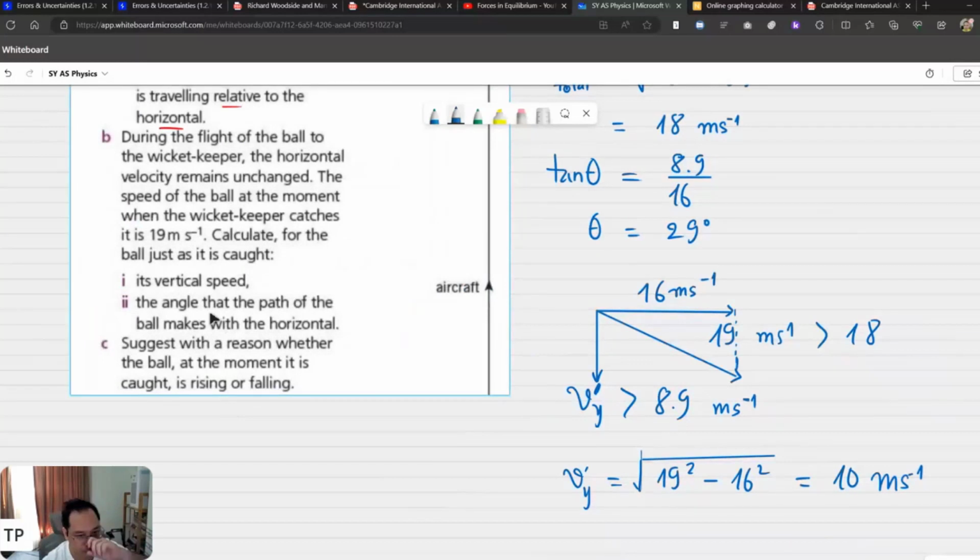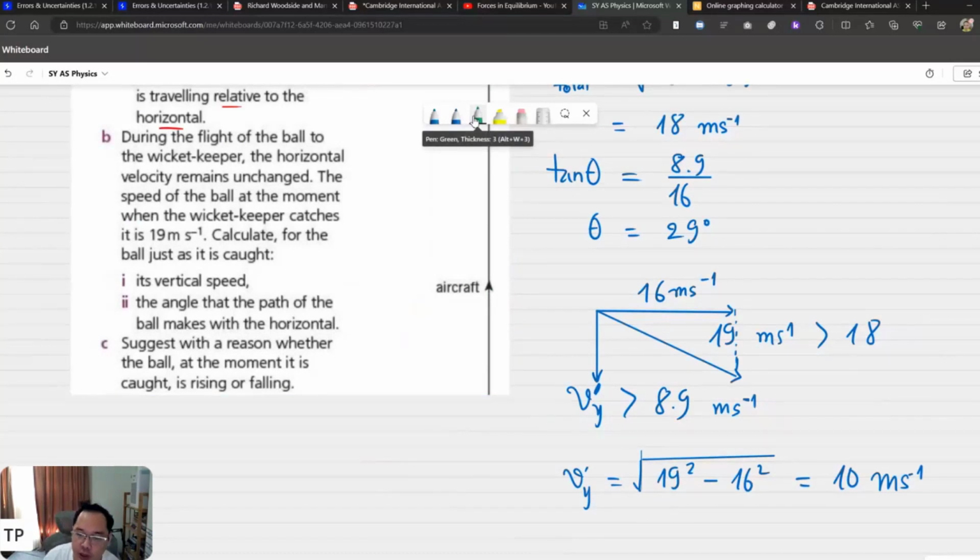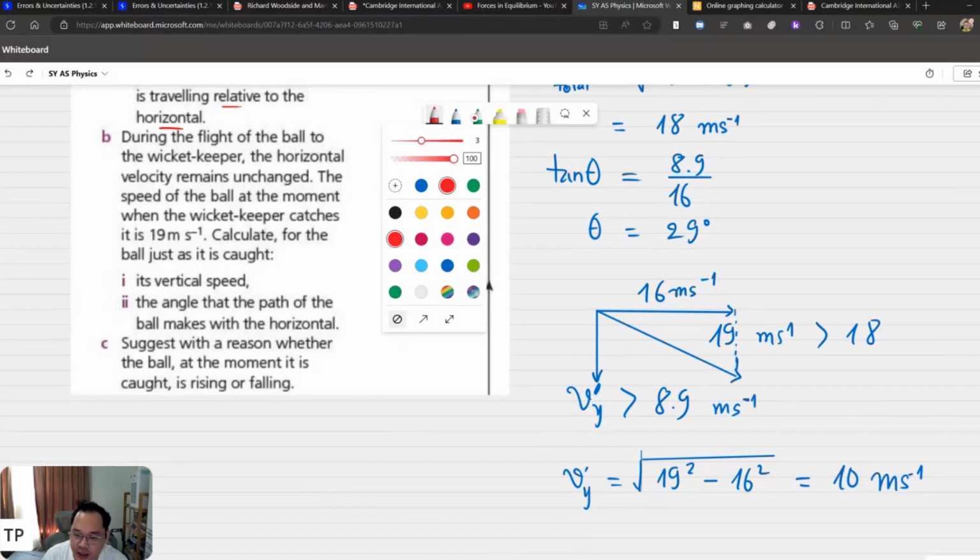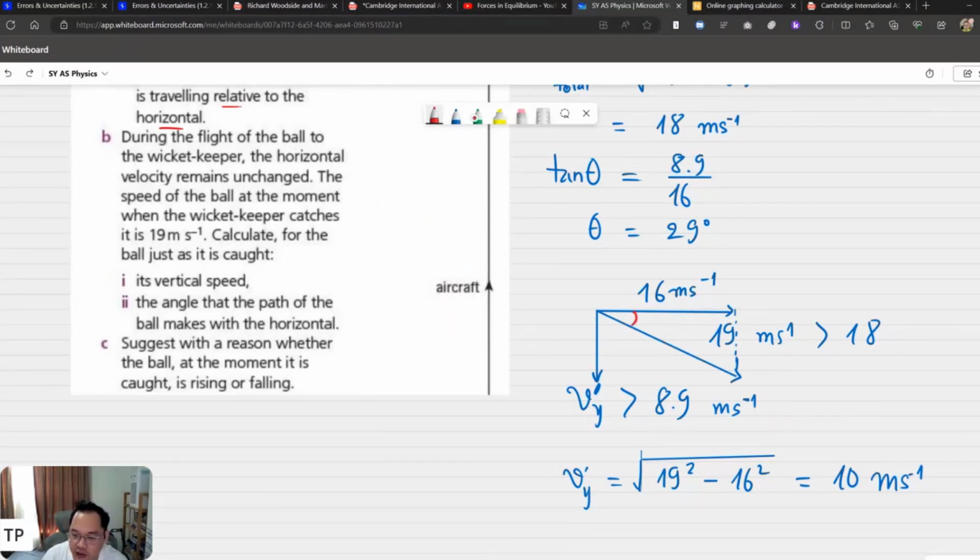Question 2: the angle the path makes with the horizontal, meaning they're asking for this new angle. What letter should I call this angle? Theta again, or I can use phi or alpha. They're asking for the new angle here, and again you can calculate it easily. Tan alpha is 10 over the adjacent 16, so alpha is how many degrees? 32 degrees. Okay, the answer is 33.